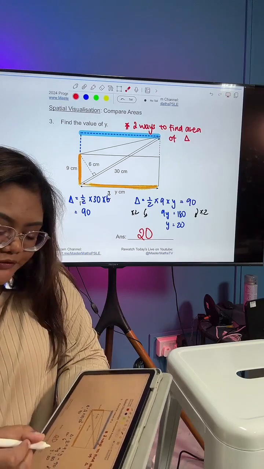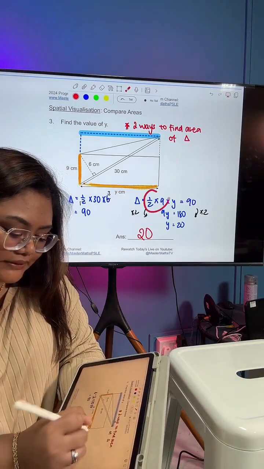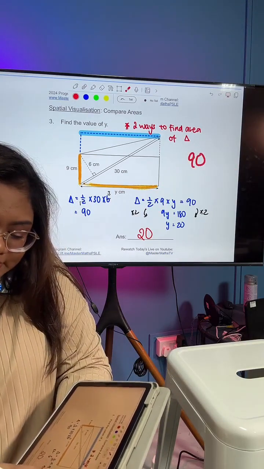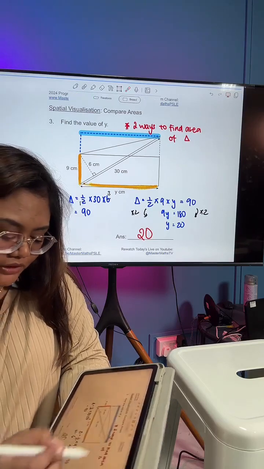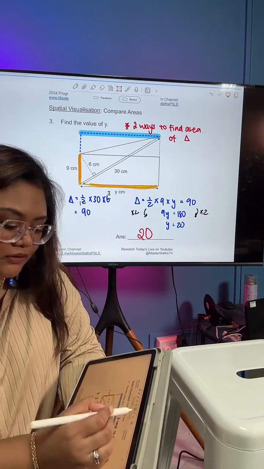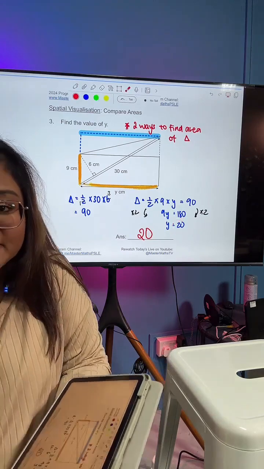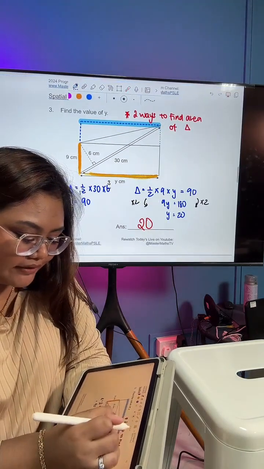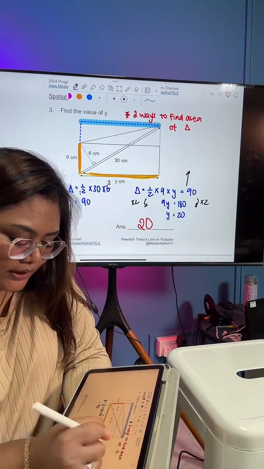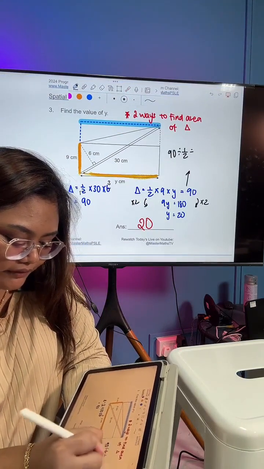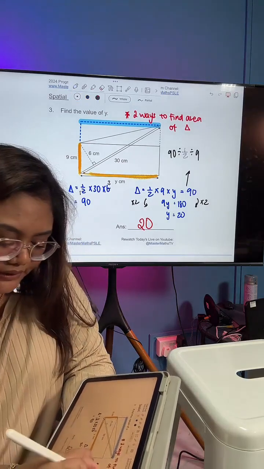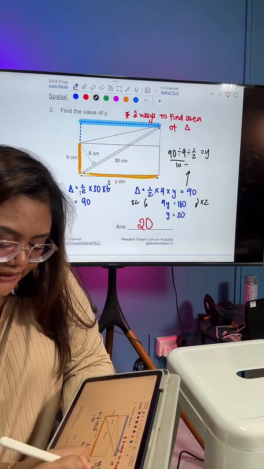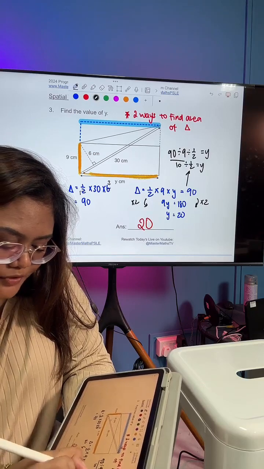Got it? Again, why I times 2, get rid of the half. Or if you still don't understand, you can just use half times 9, 4.5 of y gives you 90. So 90 divided by 4.5 gives you 20. If you still don't understand why must times 2 for the half, I give you another way. You can also take 90 divided by half divided by 9. So 90 divided by 9 first is 10. 10 divided by half is the same as 10 times 2.